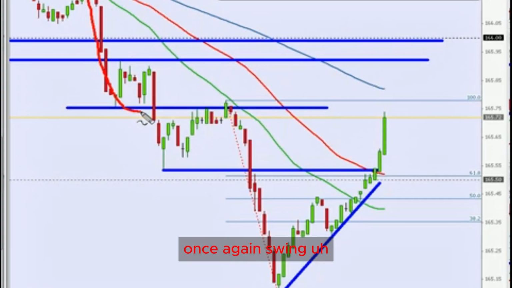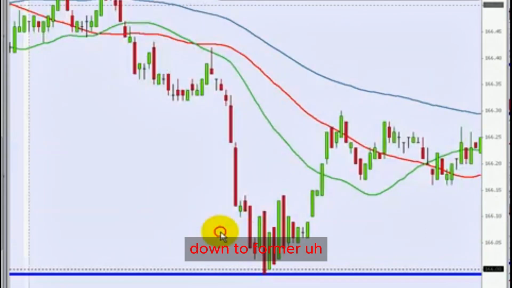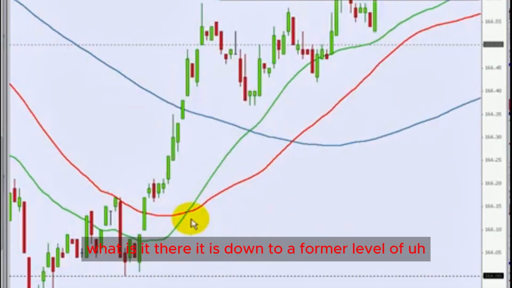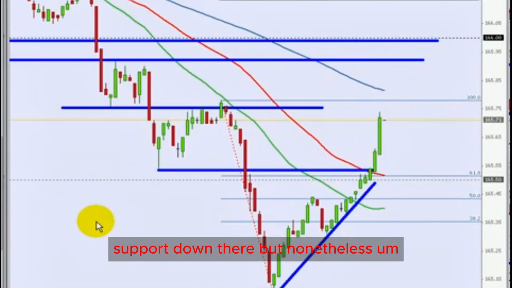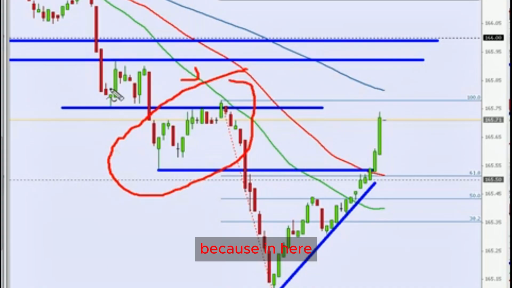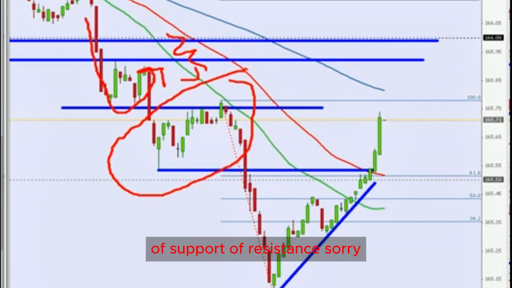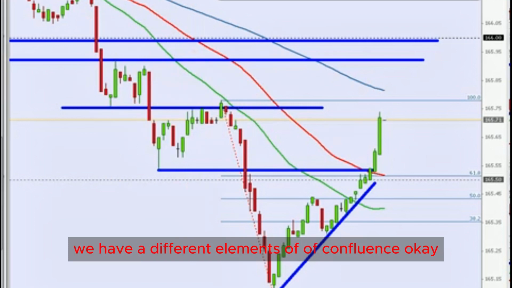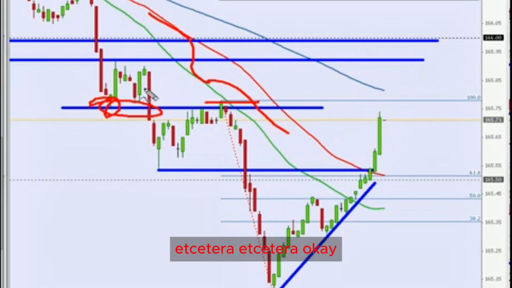Once again, we also had a swing down here, down to a former level of support down there. But nonetheless, the actual trend didn't begin until this swing here, okay? Because in here, we didn't quite retrace all the way back to the dynamic area of resistance. In here we did, okay? We have different elements of confluence: Fibonacci, previous swing low, a dynamic area of resistance, etc.